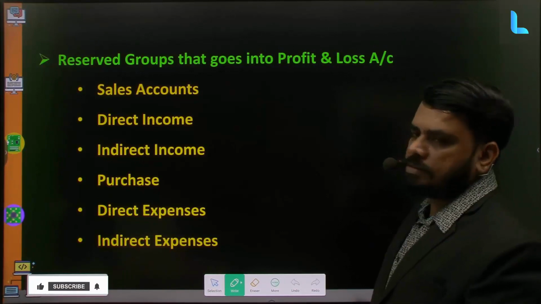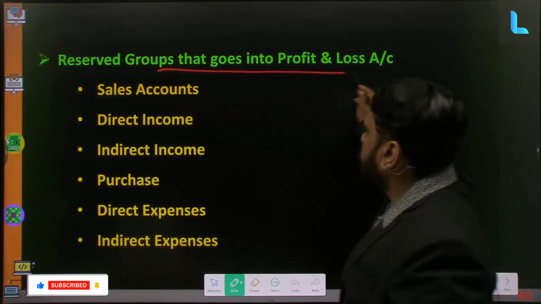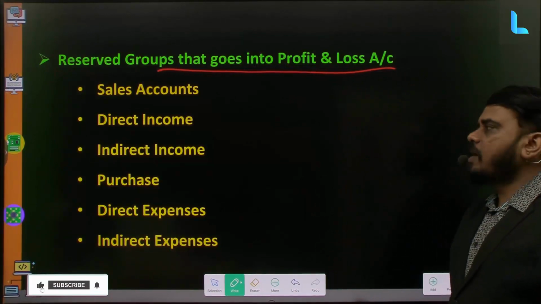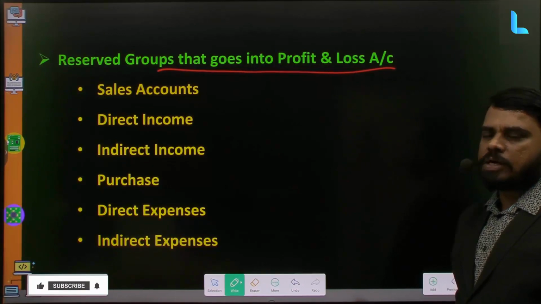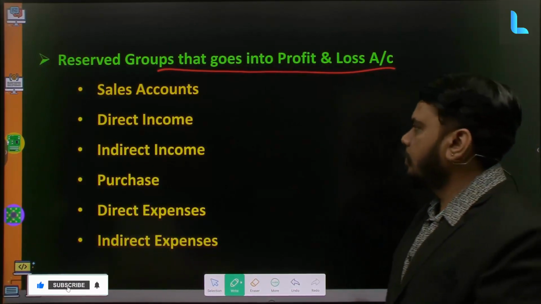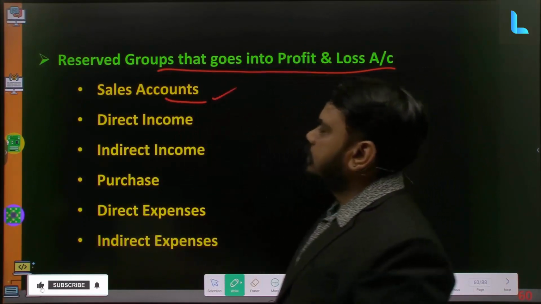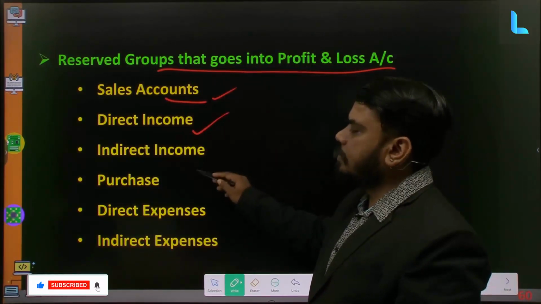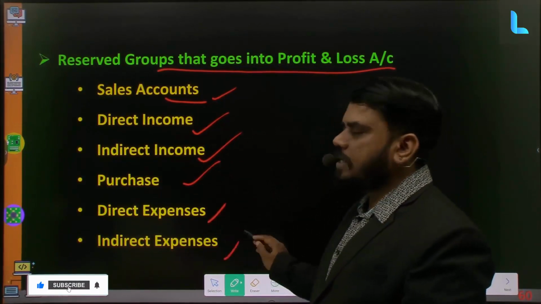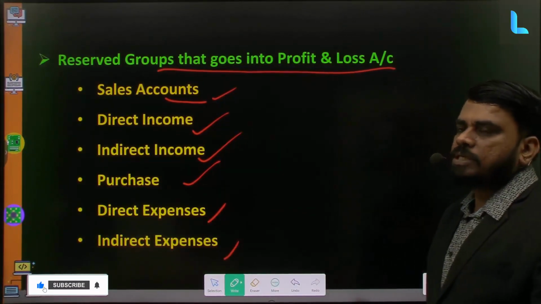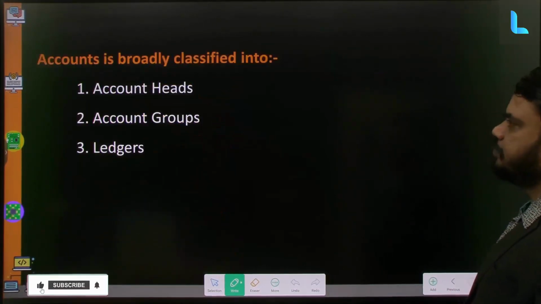Then the next reserve group set we are going to discuss is the reserve groups which go into the profit and loss account. Under profit and loss account, as I said, the main account heads involved are incomes or expenses. So under this, the account group types are sales account, direct income, indirect income, purchase account, direct expenses and indirect expenses. These are all the reserve groups that go into the profit and loss account statement.